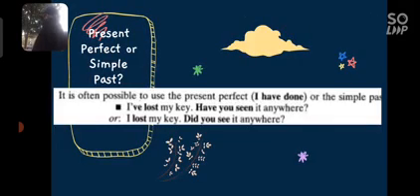Present perfect or simple past. It is often possible to use the present perfect or simple past. Like, I have lost my key. Have you seen it anywhere? Or, I lost my key. Did you see it anywhere? In the first example, we use present perfect, and in the second example, we use simple past.